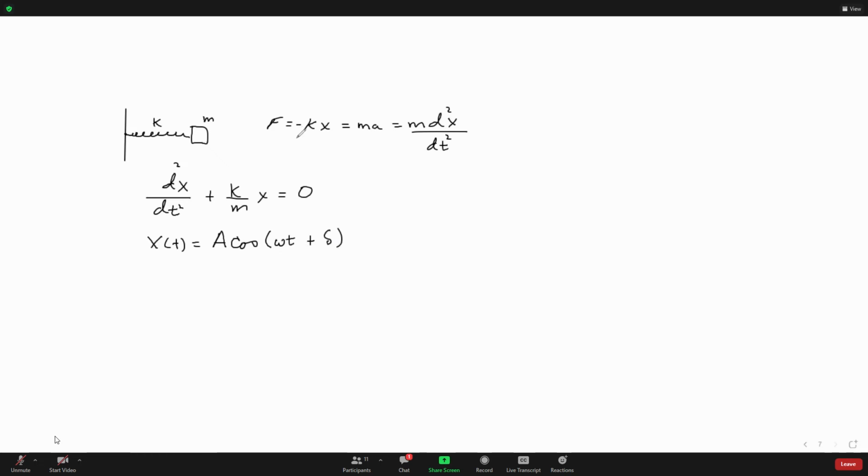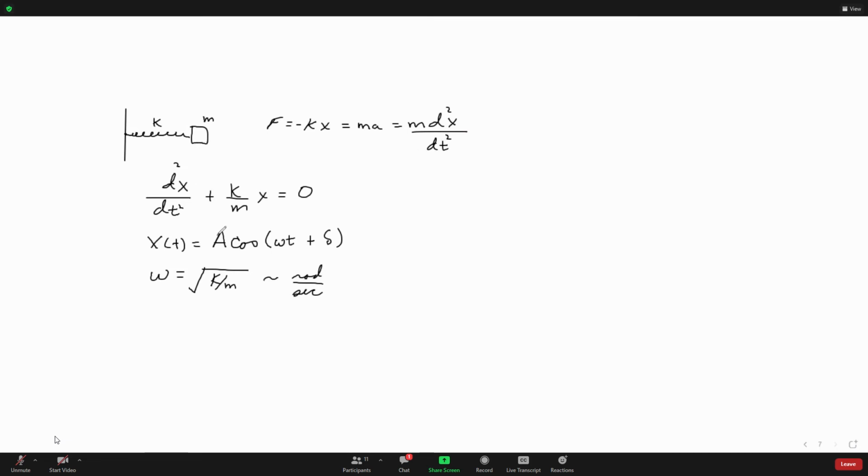Now this phase angle determines where the motion begins in time. This A is the amplitude. Omega is the radian frequency in radians per second. And it turns out omega is equal to the square root of k over m in radians per second. So it's a kind of frequency. Okay.